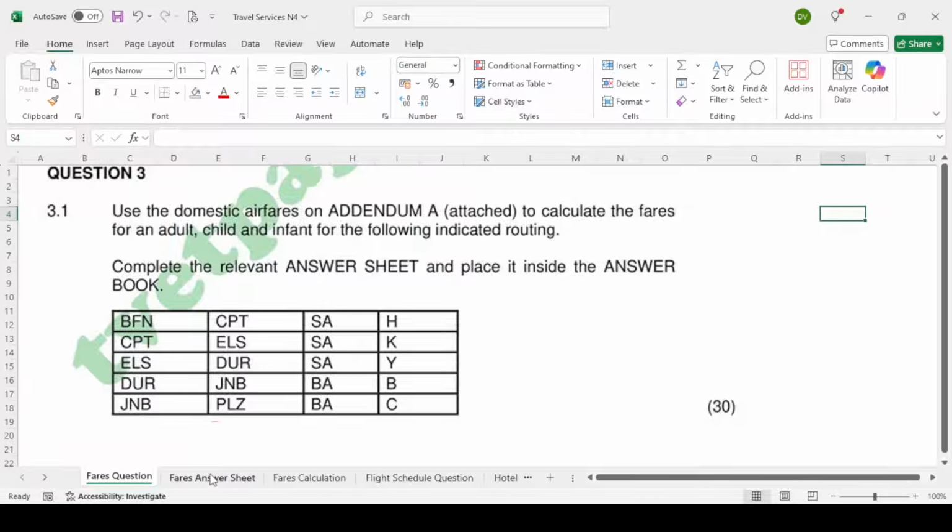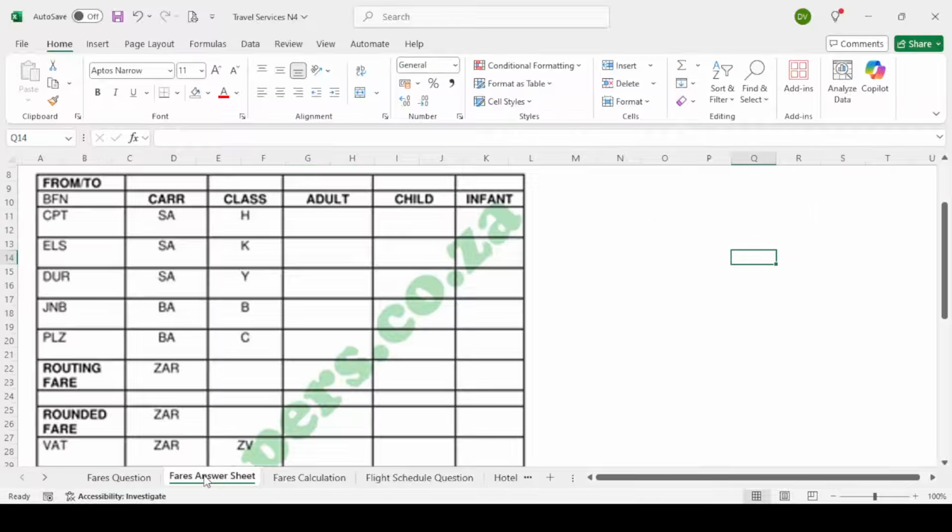So the answer sheet in this question paper looked like this. I've just copied it here. And you will see that they've basically filled in the routes, the carrier, and the class for you. So guys, the examiner does not have to fill in the route, the carrier, and the class. They can leave it blank if they decide to do that.